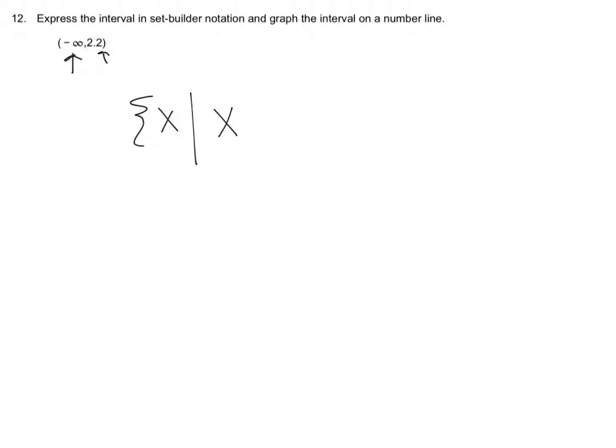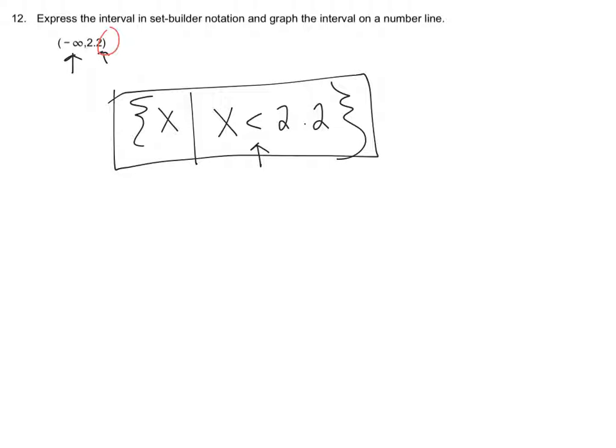Now this interval is telling me that x ranges from -∞ all the way to 2.2. So x is less than 2.2 because it can go as small as it wants, but it can only get as big as 2.2. And my sign is a less than sign because there is a parenthesis next to the 2.2. If this was a bracket, I would put a line underneath the inequality sign, but there isn't one, so this is my answer in set builder notation.